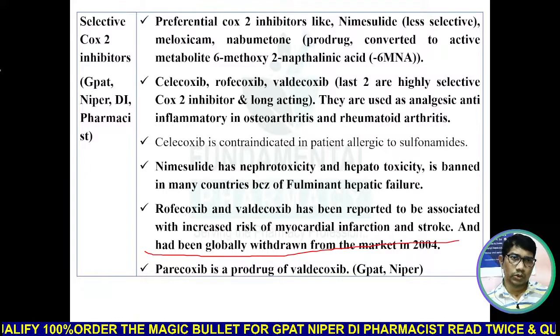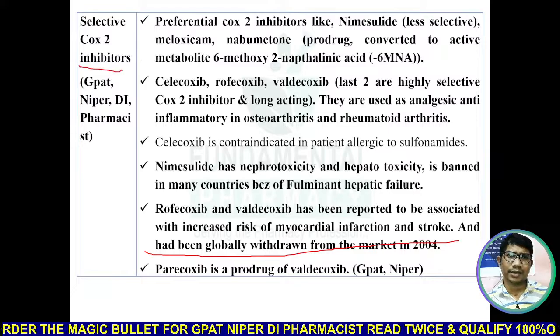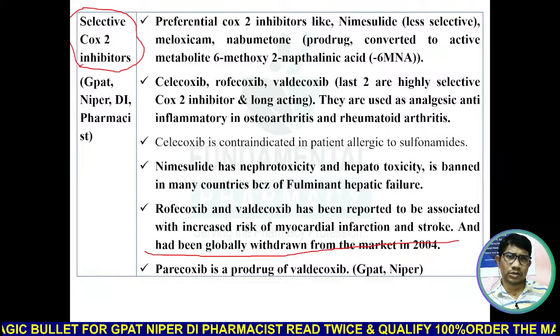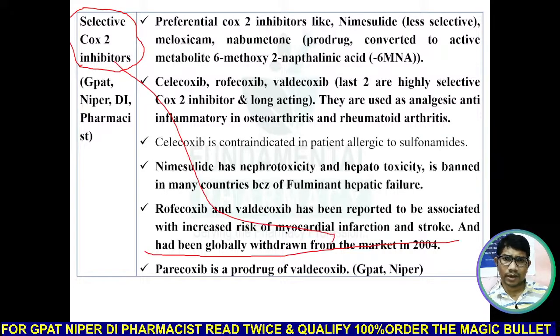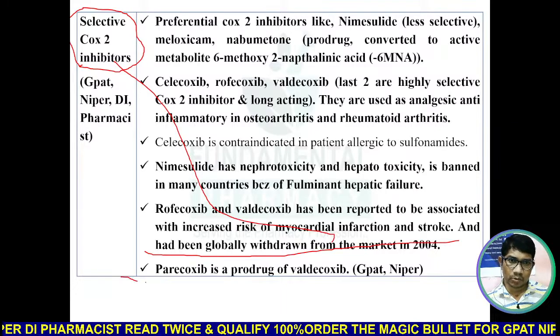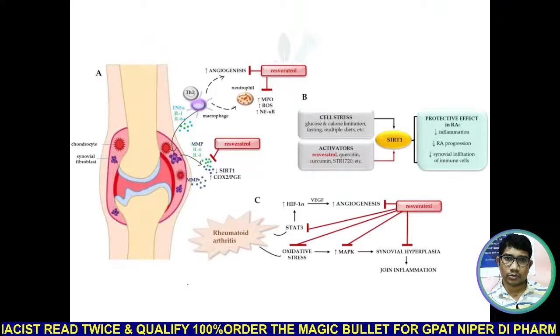So as I told you, selective COX-2 inhibitors बहुत ही अच्छे analgesic, antipyretic, anti-inflammatory drugs हैं, but most of them are not used because they adversely affect the cardiovascular system, and that's why. Now parecoxib is a prodrug of valdecoxib, right? Parecoxib is a prodrug of valdecoxib.